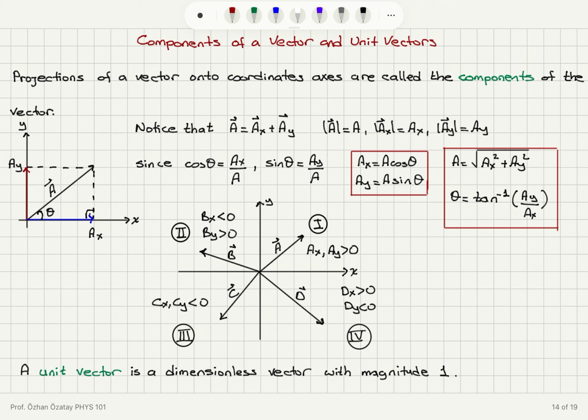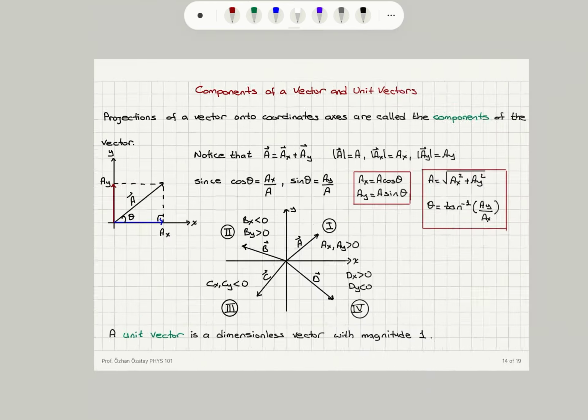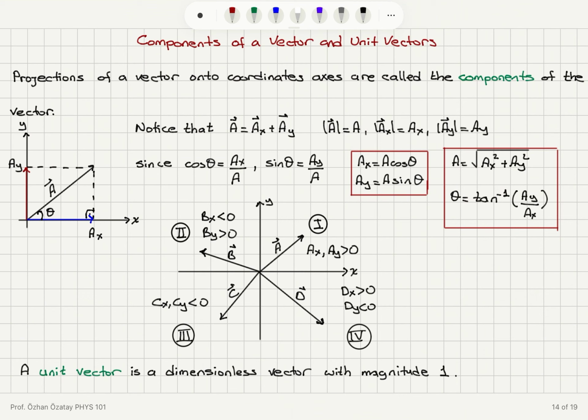AY is A sine theta, or the magnitude A will be square root of AX squared plus AY squared, because in this right triangle we have Pythagorean theorem, AX squared plus AY squared will give us A squared. And we can find the angle theta that this vector makes with respect to the x-axis by looking at the tangent of the angle in terms of the components. So tangent theta is AY over AX, or theta is tangent inverse AY over AX.